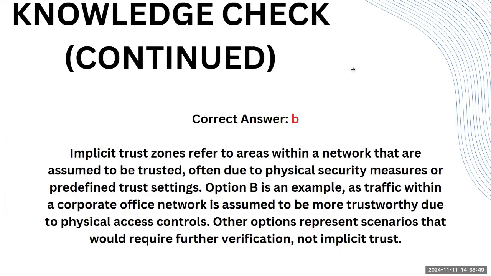Implicit trust zones refer to areas within a network that are assumed to be trusted, often due to physical security measures or predefined trust settings. Option B is an example, as traffic within a corporate office is assumed to be more trustworthy due to the physical access controls, like we mentioned, like the biometrics and RFID. Other options represent scenarios that would require further verification.